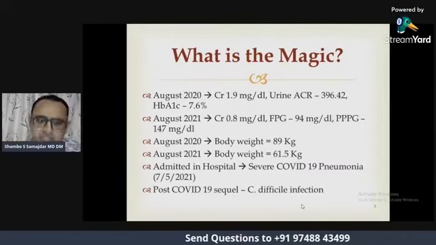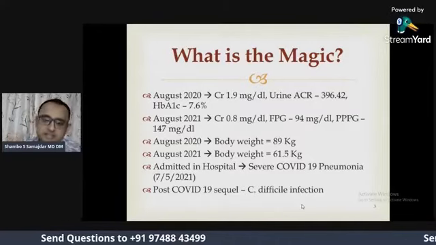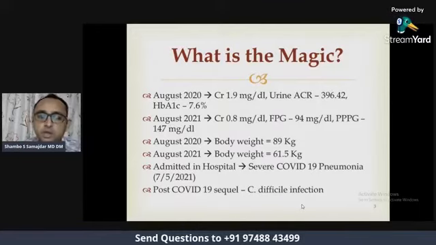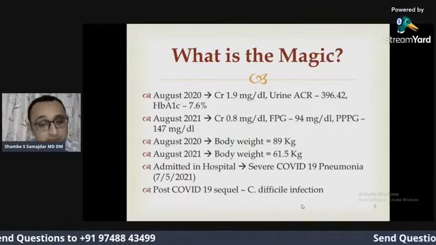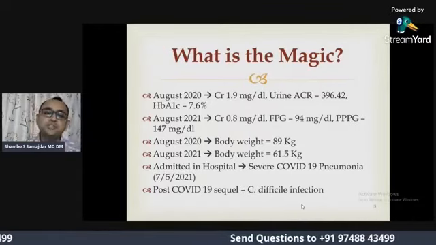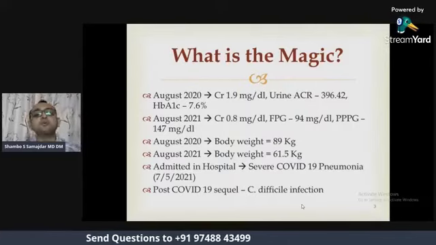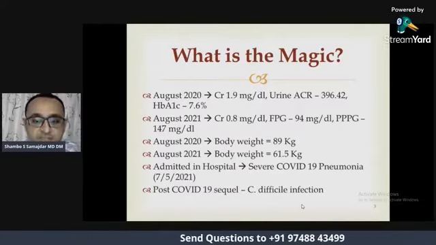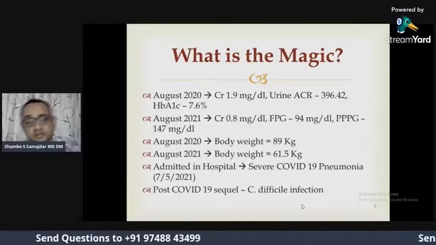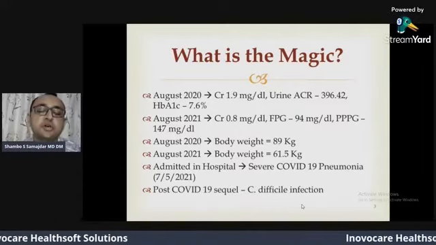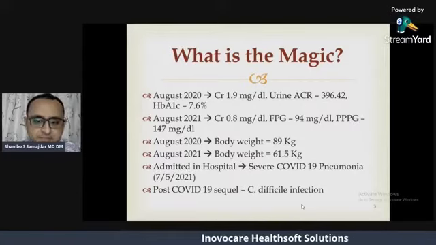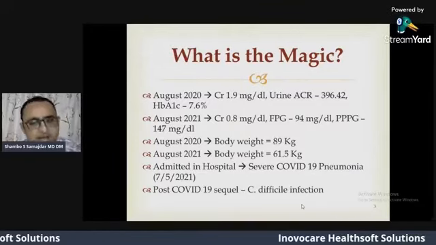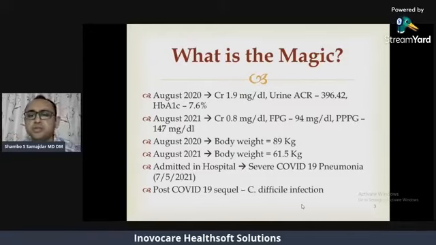So what happened? The latest report, August 2021, shows the creatinine value is 0.8 milligram per dl, fasting 94, postprandial 147 milligram per dl. So what is the magic behind this? That you can see in this slide. In August 2020, when he had visited my clinic, the body weight was 89 kg. But now the body weight is 61.5 kg. This reduction of body weight actually reverses lots of diseases. Now with this body weight, for the last 2 to 3 months, he is not on any anti-diabetes medications. He has reduced all the antihypertensive medications, only one fixed dose combination he is on.